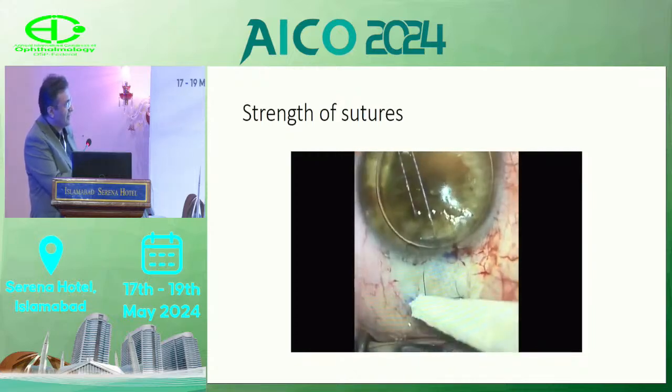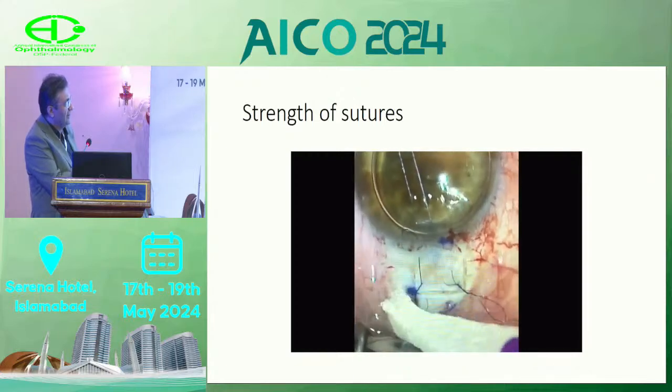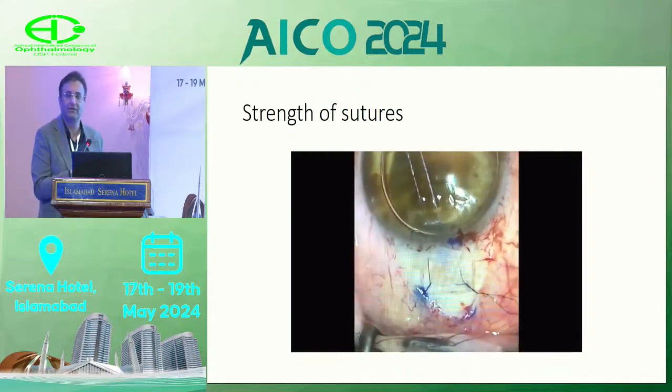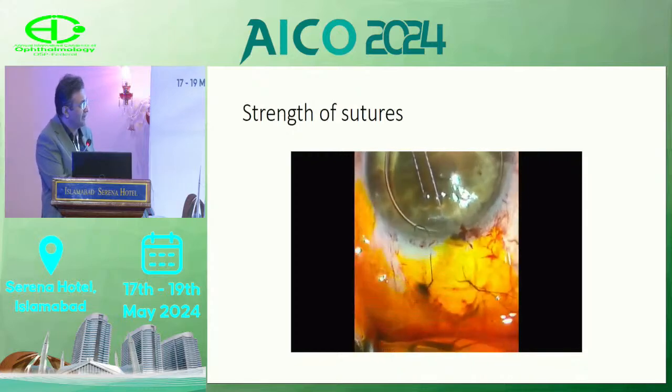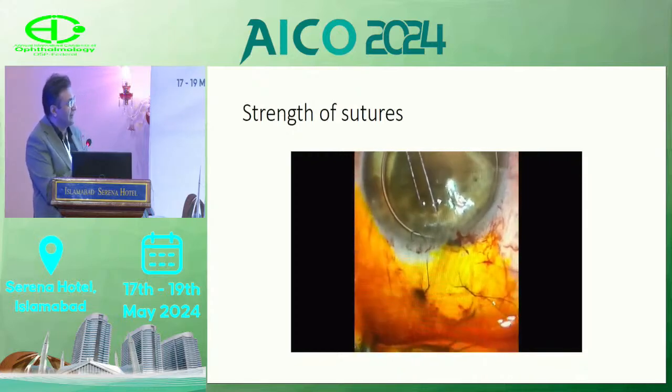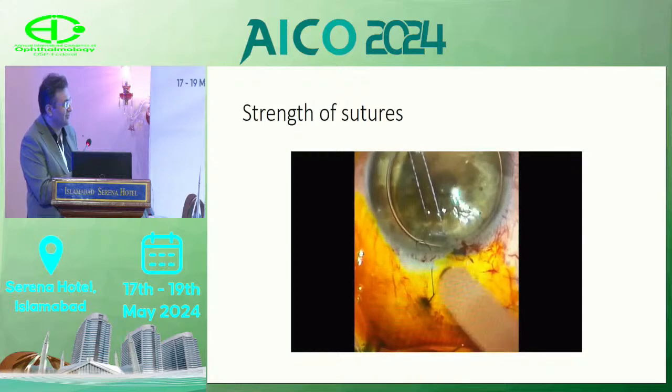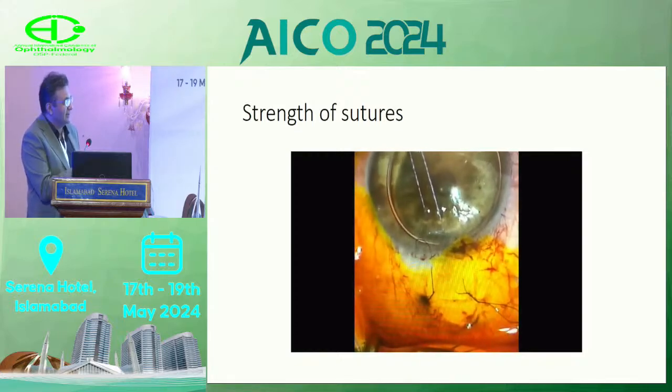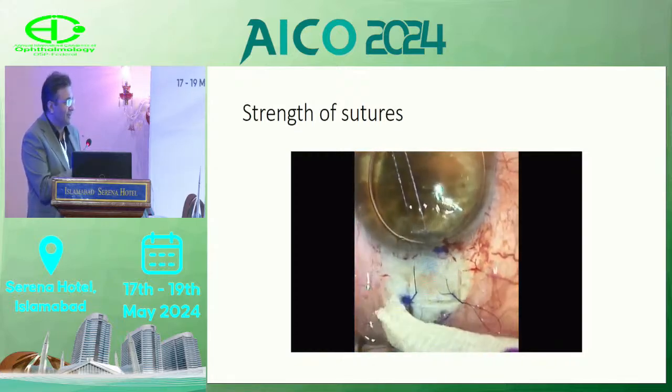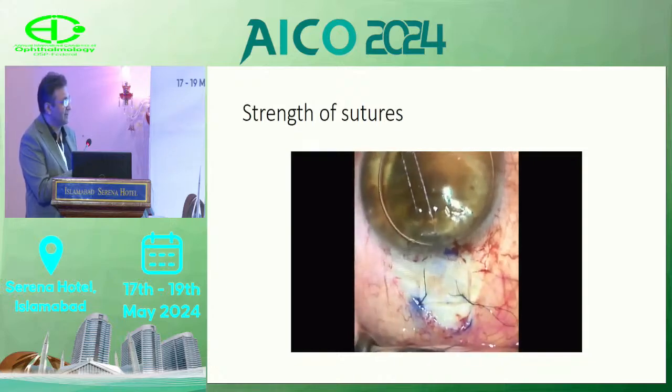Okay, after this you trim. The small loop that comes out will remain so that you can pull it. You bring it out on the slit lamp, and when you pull, the suture will come out automatically like a shoelace. This is what we will discuss later, what is the right amount of strength you need to put.